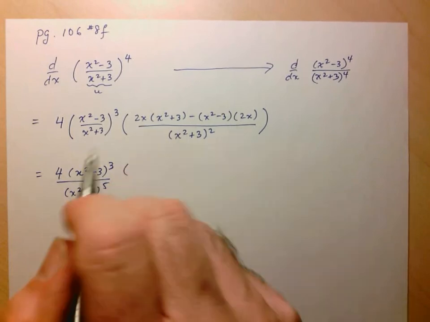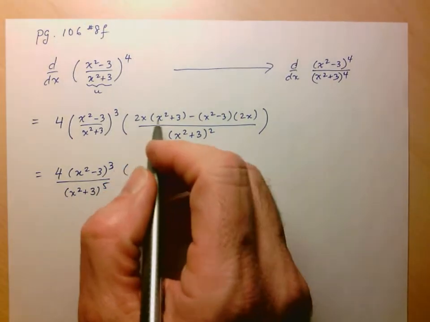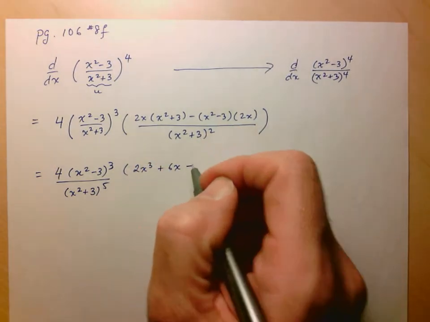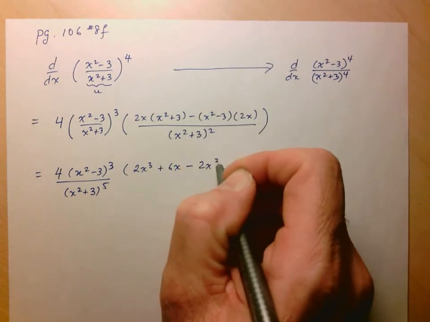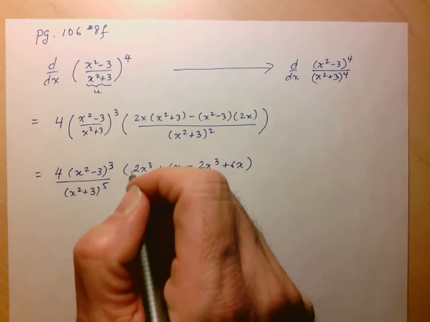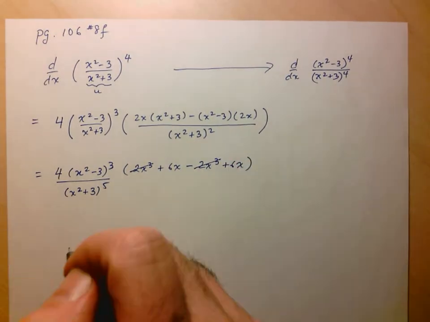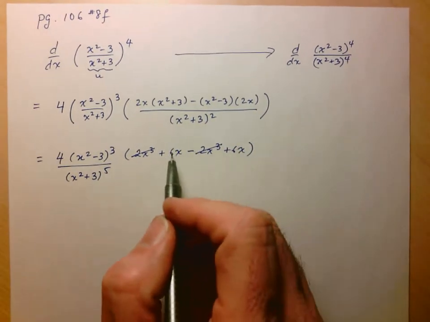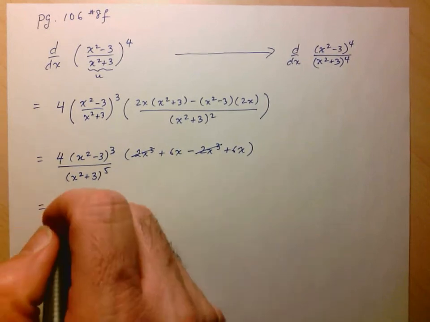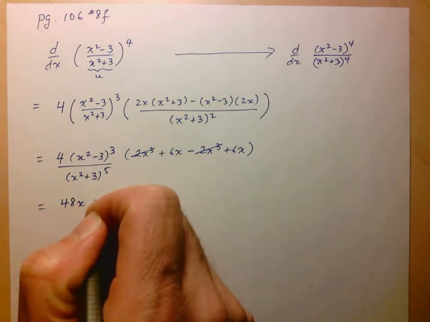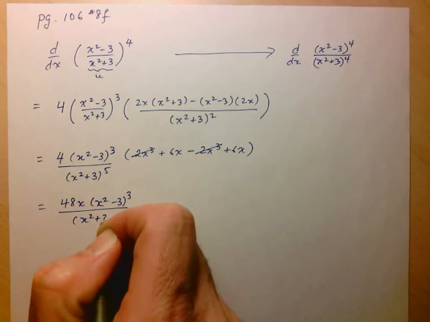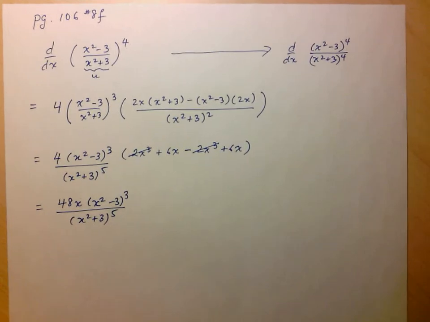Now let's simplify this other thing in brackets. Here we've got 2x cubed plus 6x, and then here I've got minus 2x cubed, and be careful here, plus 6x again because of the double negative. Here nice stuff happens. The 2x cubes cancel out, and I'm just left with 12x in this bracket. So now I'm going to bring everything together. 4 times 12x is 48x times (x squared minus 3) cubed all over (x squared plus 3) to the fifth. That's about as simple as I can get it.